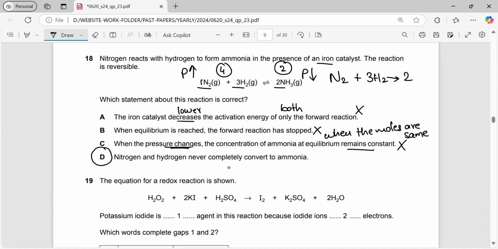If it were a one direction reaction, then the reactants would be completely used up and the products completely formed. But this is not the case. This is a reversible reaction, so they will never be completely used up.